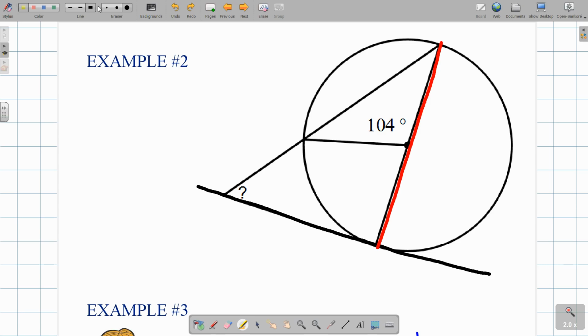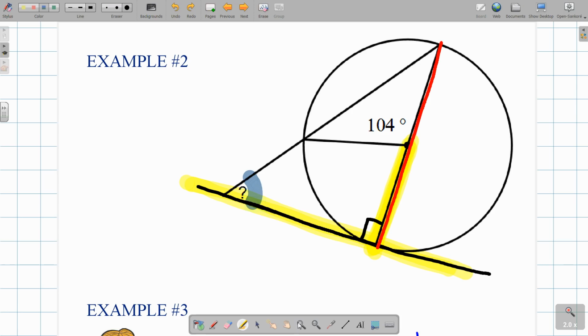Ready? And sing. If tangent to a radius, radius, radius. If tangent to a radius, right angle at the edge. Now in this diagram, it only seems to be asking for one thing, but you will never find just one item. Instead, you will find all possible angles.